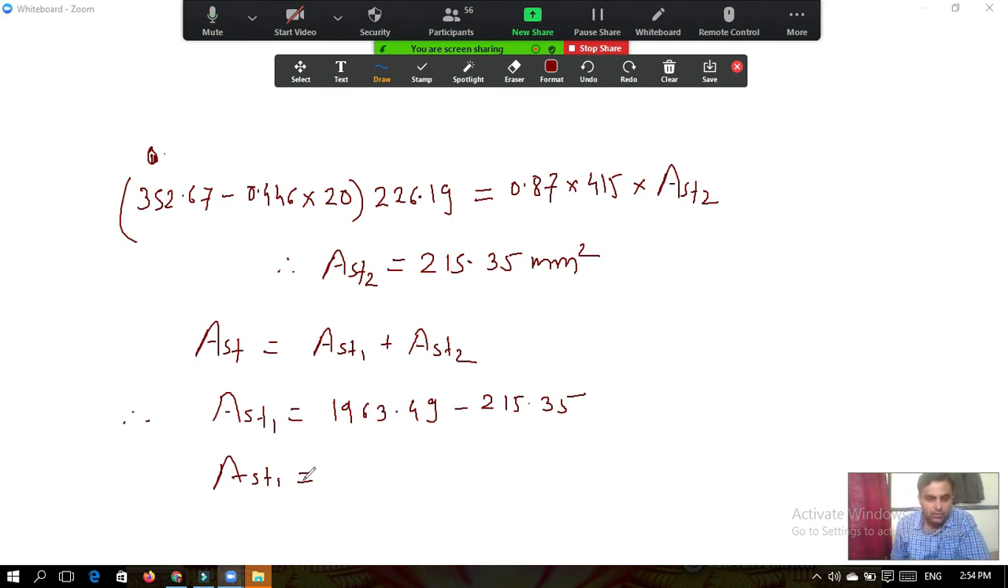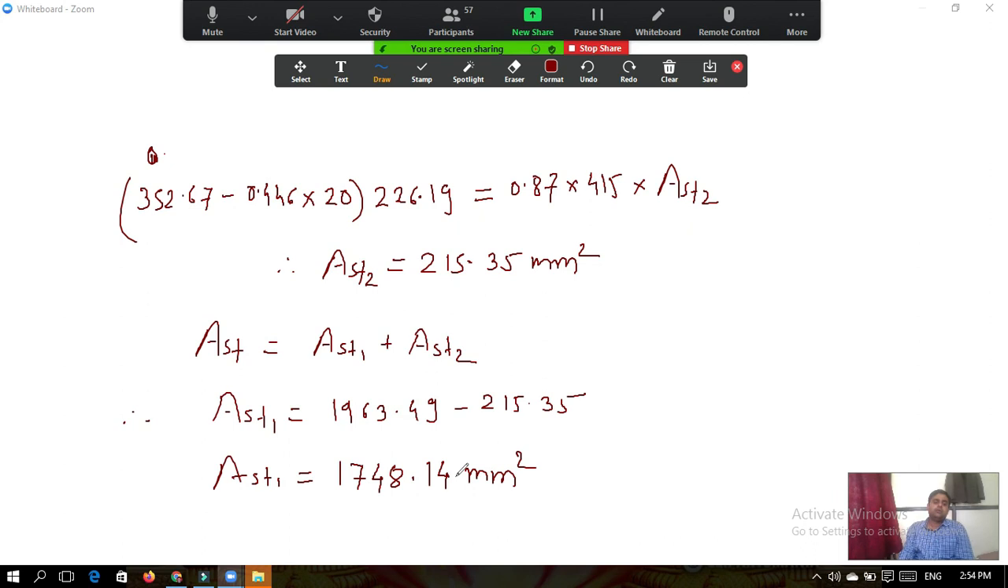1748.14. 1748, sorry. So it is 1748.14 mm square. So this is the value of AST1.